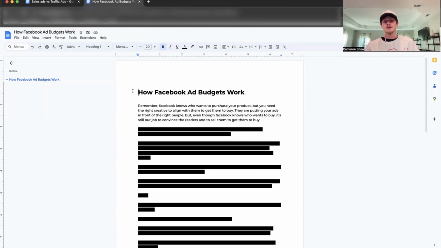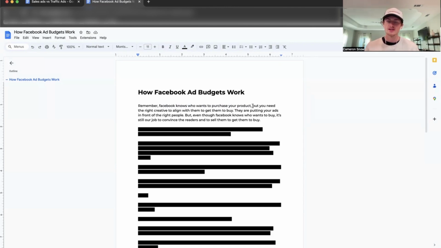So in terms of how Facebook ad budgets work, it's very, very important. I know we were talking about this in the last video, and I know it sounds crazy to think about, but Facebook knows exactly who wants to purchase your product before you even launch. They're scanning everything on your website, and not only your website, they scan everyone else's website because of the Facebook pixel that's on there to be able to see who's buying what. They already know who wants to purchase your product. Even though they know who wants to purchase your product, you still need the right creative to align with them to get them to buy.